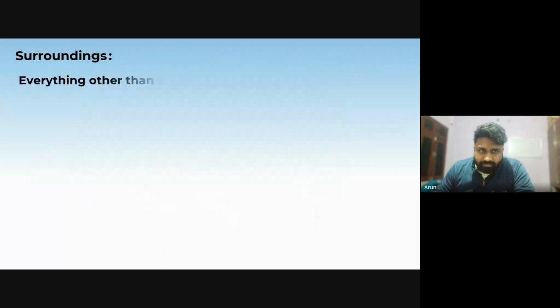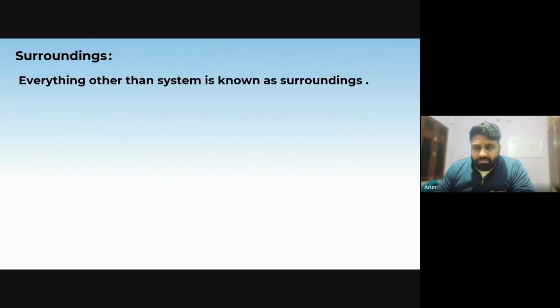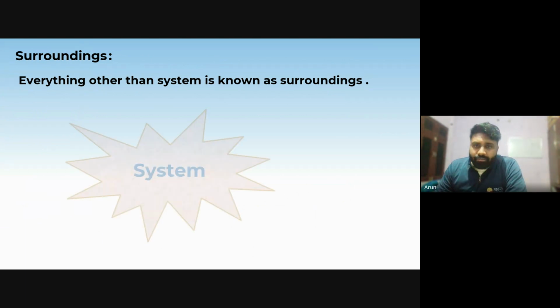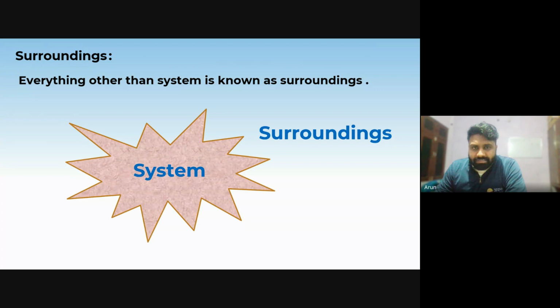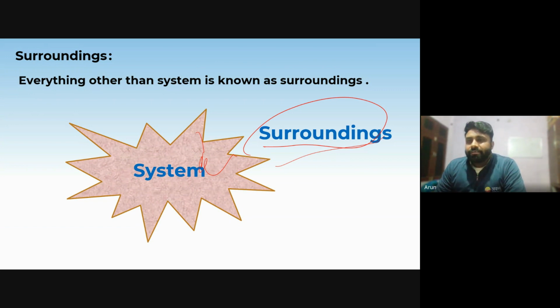Now what is the surrounding? The one which is not the system is the surrounding. Everything other than the system is known as the surrounding. If you combine them, and this is the system you have taken, the rest of it will become the surrounding. Now what is the boundary? The boundary is a very thin layer which separates the system from the surrounding.